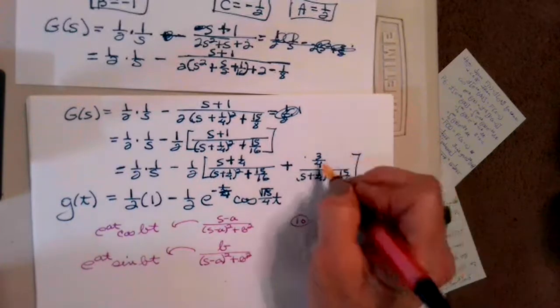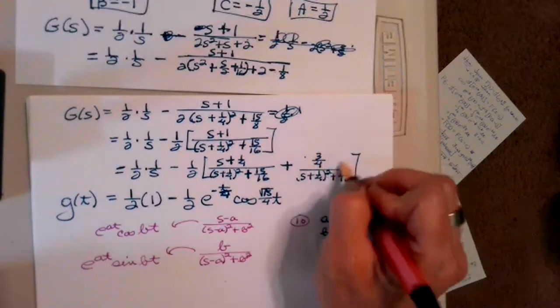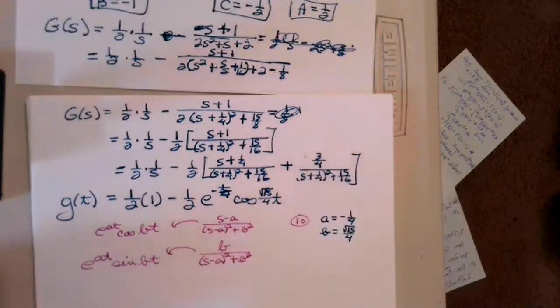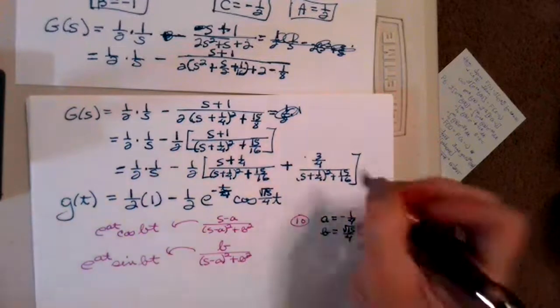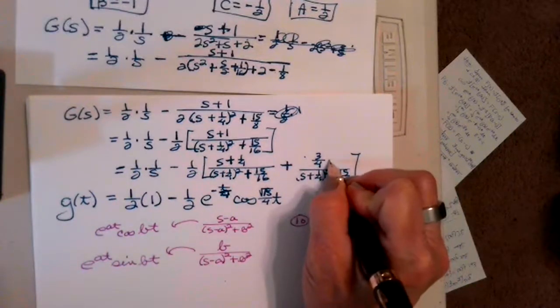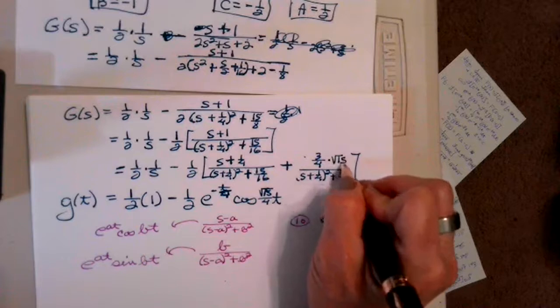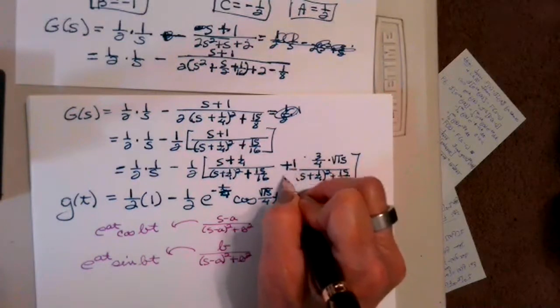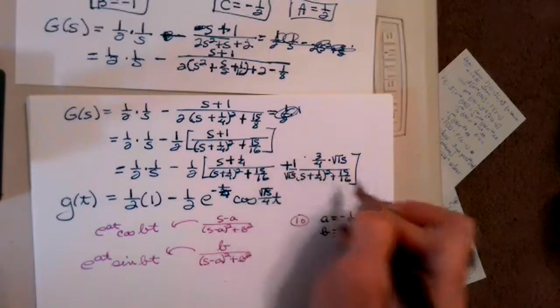So what we need in this numerator is not 3/4, but square root of 15 over 4. So I will put a square root of 15 here and a 1 over square root of 15 out in front to compensate for that.